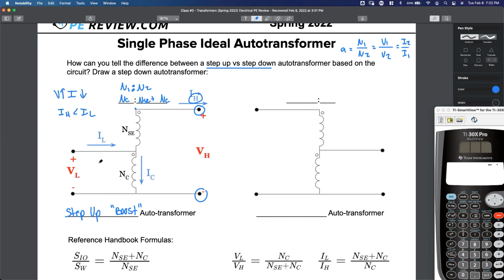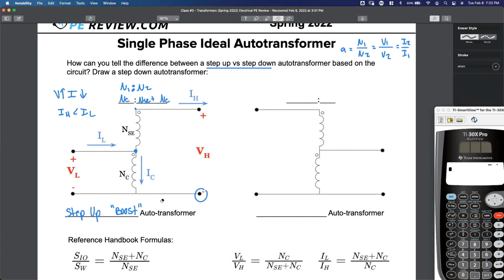Now, the reference handbook is nice enough to give us this diagram here on the left for a step-up autotransformer. And I believe they do show the direction of the common current, don't they? Can anyone confirm that has their reference handbook open? They do? Great. How do we know that the common current is going down away from this node? How do we know the direction? KCL, good job. Who said that?